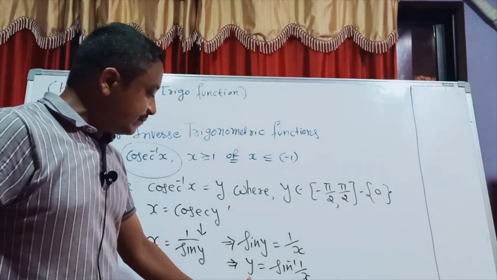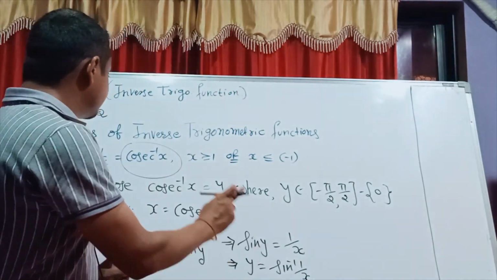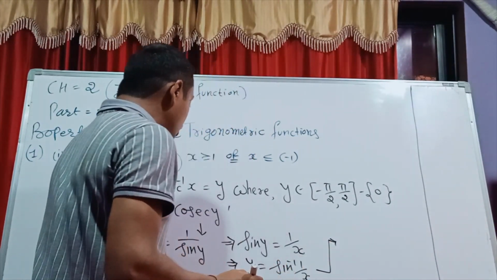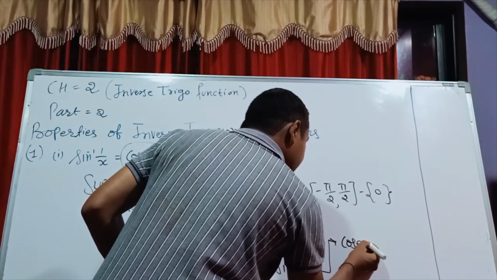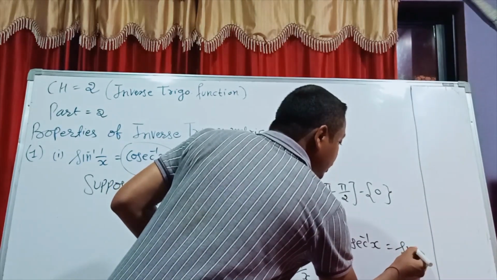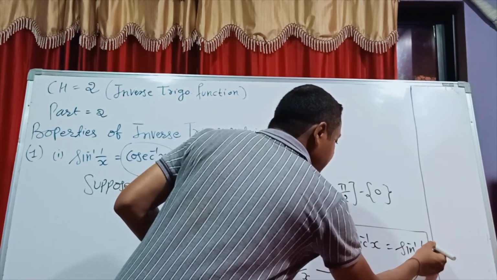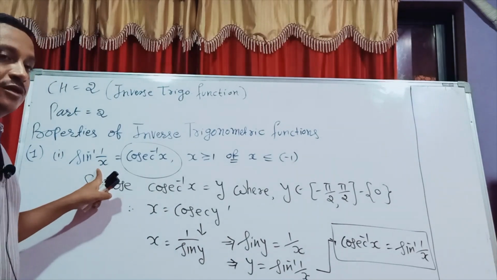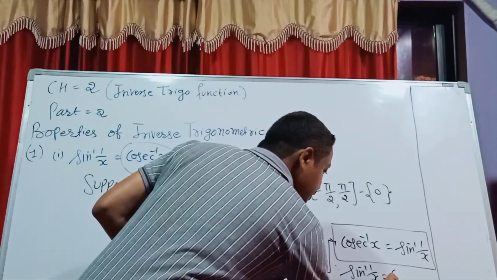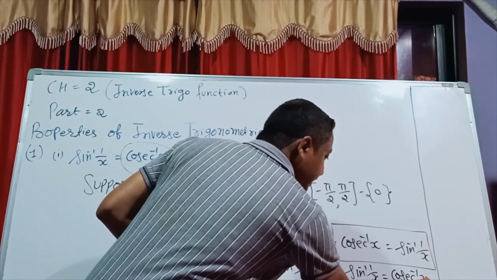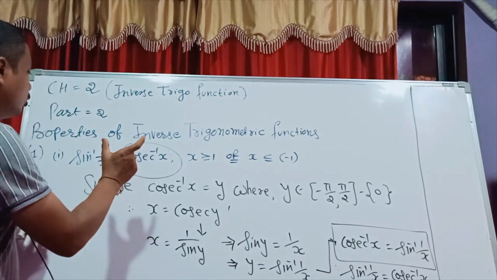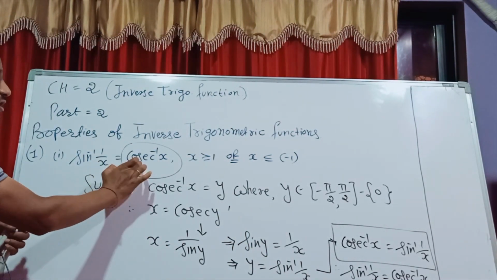Now students, this y we already supposed at the start to be cosec inverse x. So I put the value of y, which is cosec inverse x, equal to sine inverse 1 upon x. And students, our target is done here. So I rearrange: sine inverse 1 upon x is equal to cosec inverse x, and that's my final result.